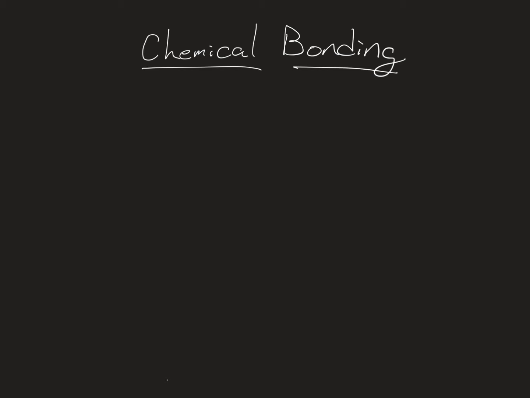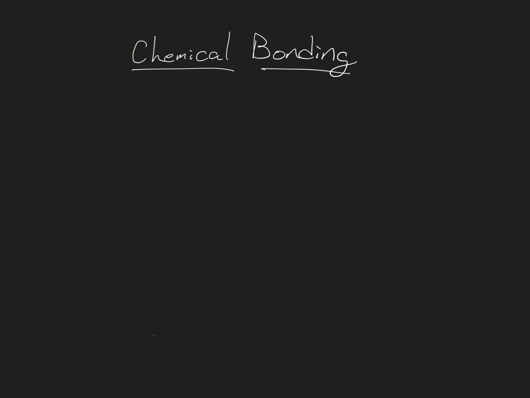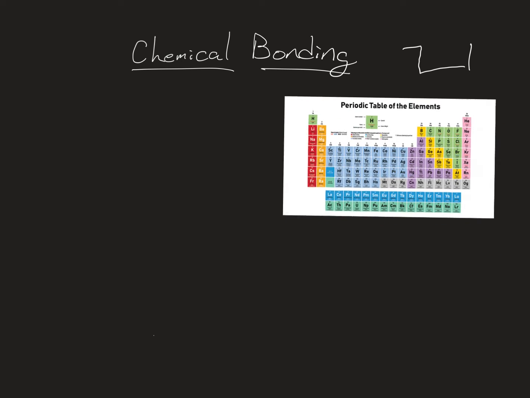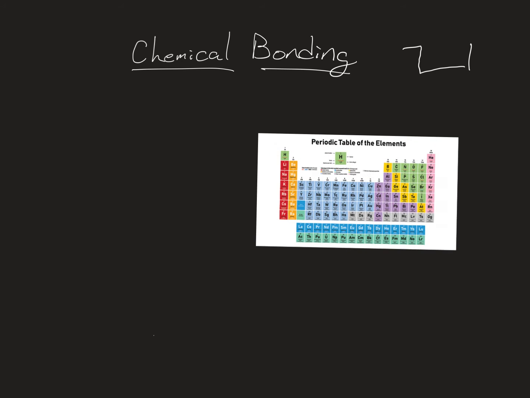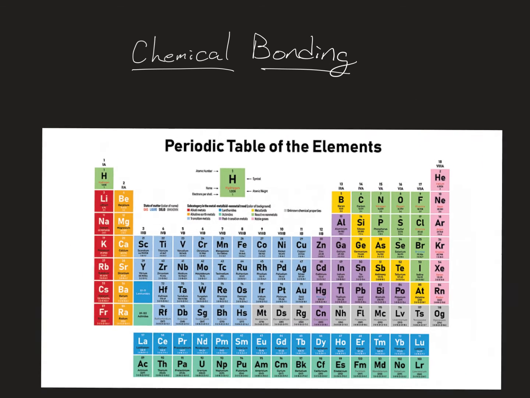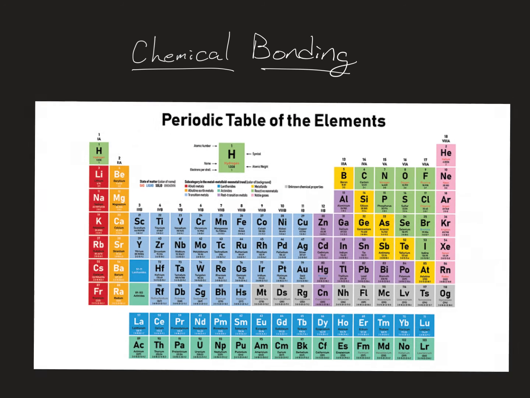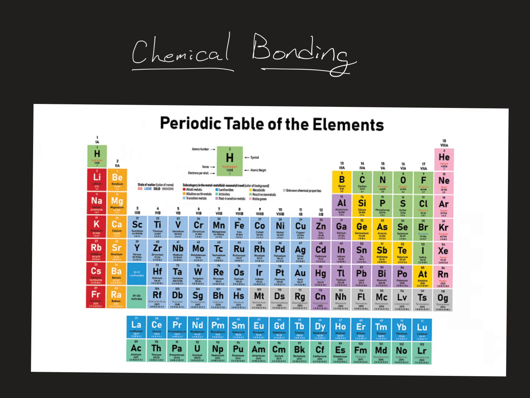So chemical bonding. Chemical bonding is what we talked about. We talked about elements. There are elements on the periodic table. Instead of sketching one out, I just got one from the internet. What you see here are all the elements that we have to discuss, all the known elements to humans anyways.